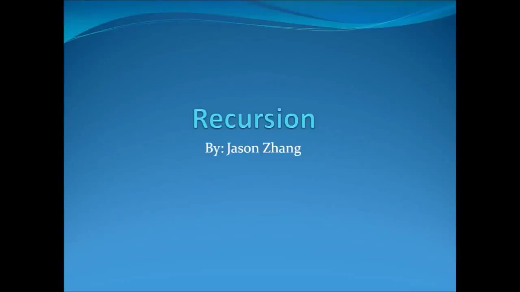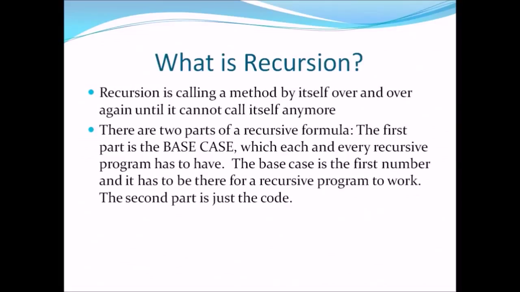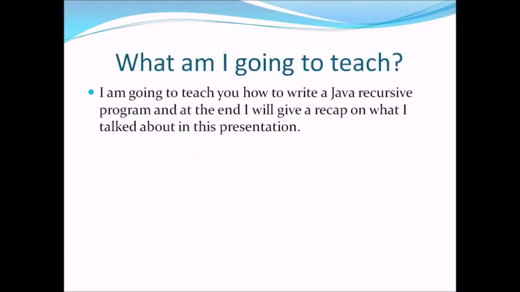Okay, so welcome to my tutorial about recursion. So what is recursion? Recursion is calling a method by itself over and over until it cannot call itself anymore. There are two parts of a recursive formula. The first is known as the base case, which every single recursive program has to have. The base case is the first number and it has to be there for a recursive program to work. The second part is just the code.